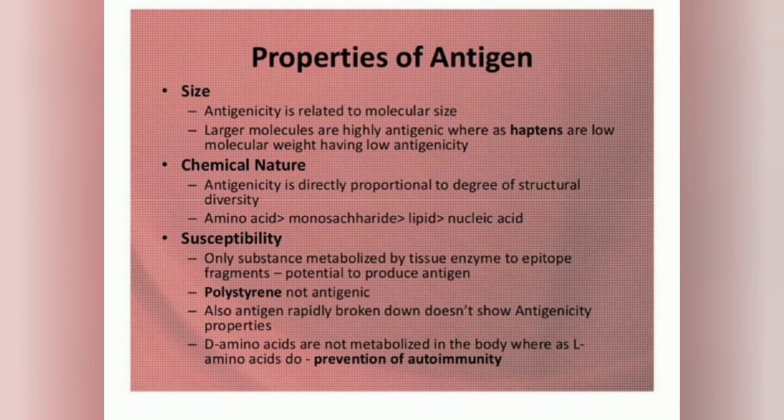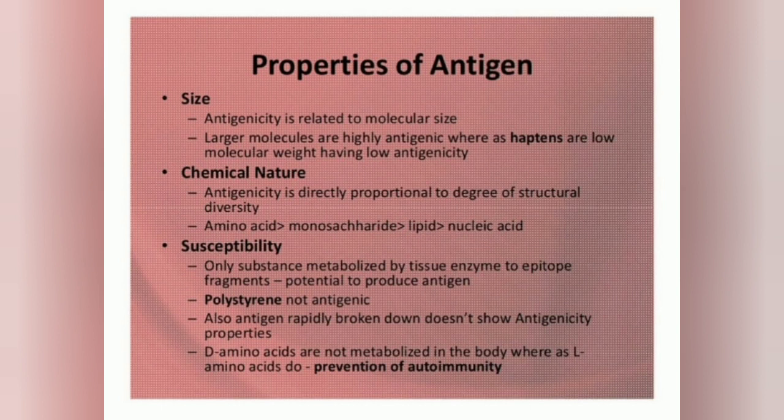Susceptibility of antigen: only substances metabolized by tissue enzymes to epitope fragments have the potential to produce antigenicity. Polystyrene is not antigenic. Also, an antigen that is rapidly broken down doesn't show antigenicity. D amino acids are not metabolized in the body, whereas L amino acids are, which relates to the prevention of autoimmunity.